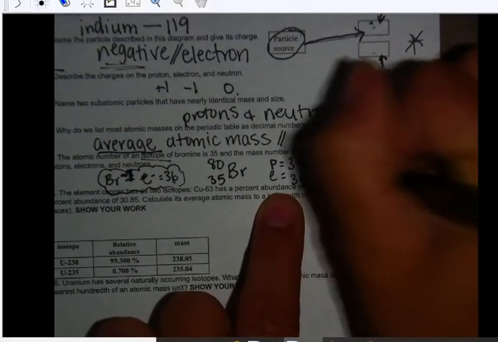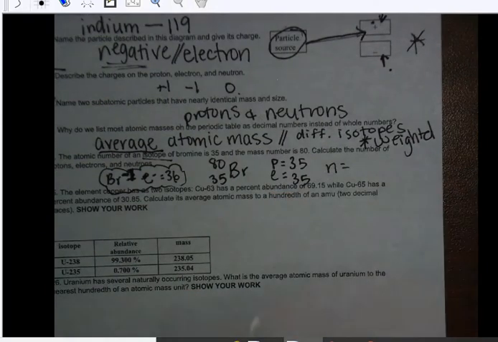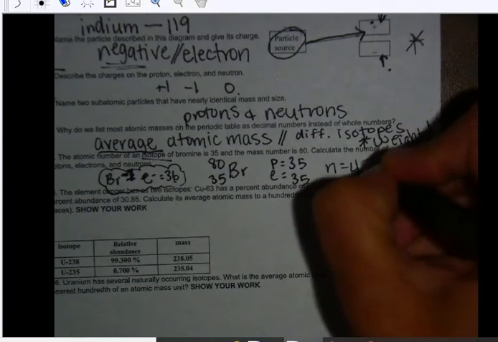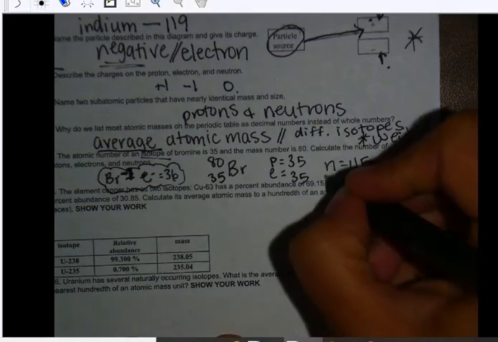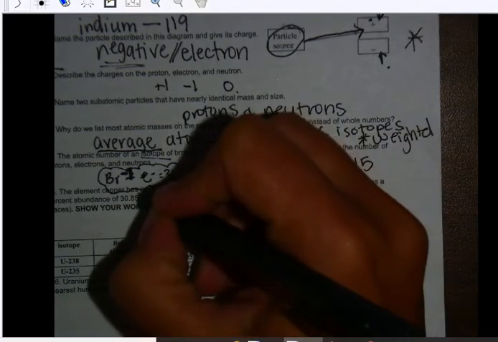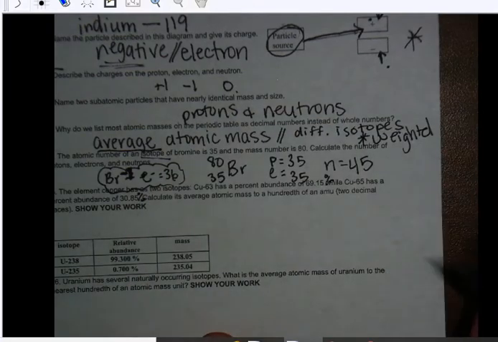So what are the neutrons? 80 minus 35. What is it? 45. Good. All right. So now this is an average atomic mass question. The element copper has 2 isotopes: copper-63 has an abundance of 69.15, while copper-65 has a percent abundance of 30.85. This is really mean because we didn't put percents next to them just to confuse people, I'm assuming. So we're going to put percents right there.